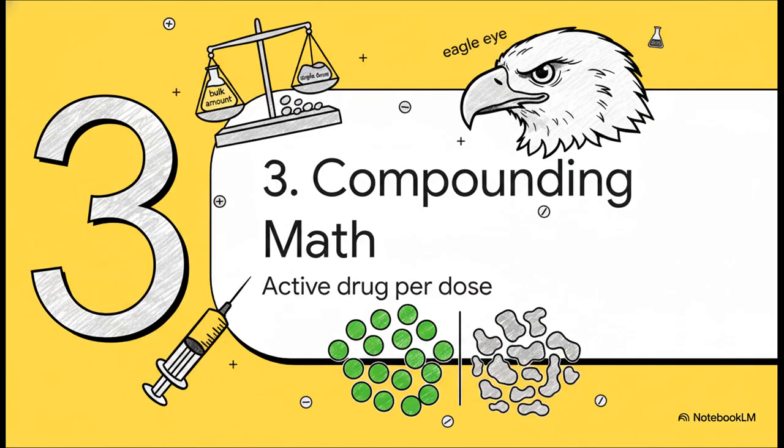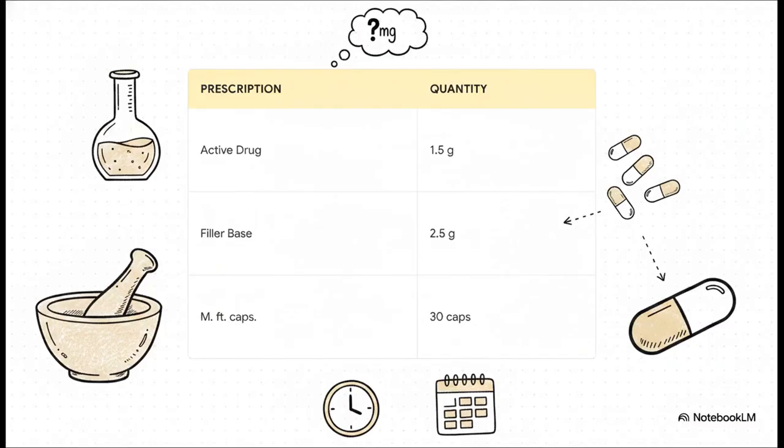All right, Section 3, compounding calculations. Determining active drug per dose in complex mixtures. Compounding calculations definitely require an eagle eye to separate the active ingredients from the inactive bases. Let's read this prescription. We've got an active drug extract of 1.5 grams and a filler base of 2.5 grams.